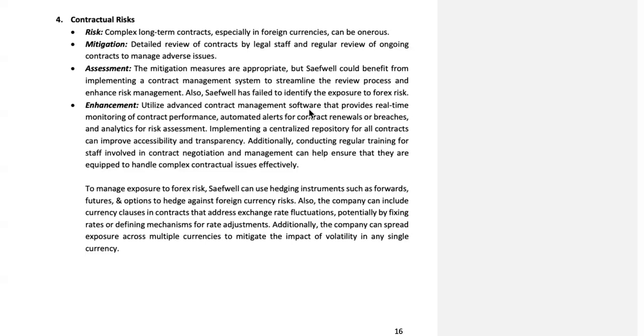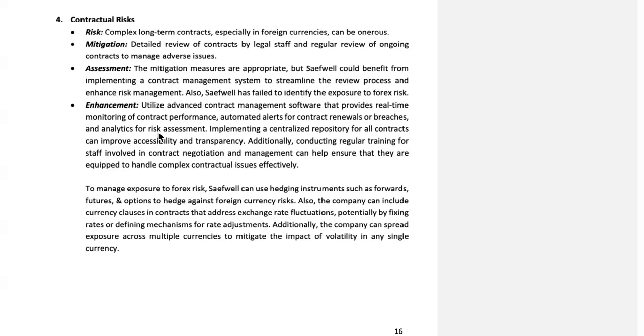If we implement this contract management software, we are in a position to keep track of contractual discrepancies on a real-time basis, and we can measure the performance of each and every contract to see whether we are adhering to the timelines, whether our customers are paying us on time and so on. We can automate all these things. And when it comes to contract renewals, we can automate the entire system, and we can conduct risk assessment initiatives in a centralized manner via this contract management software.